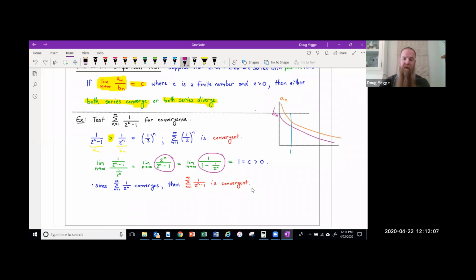Notice the limit comparison test says if that ratio is a fixed number, then I know that they both converge or they both diverge. Ah, but wait. This is a geometric series that converges. So since the thing I was comparing it to is convergent, the limit comparison test says that this must also be convergent. The comparison tests are actually really powerful tests, okay?